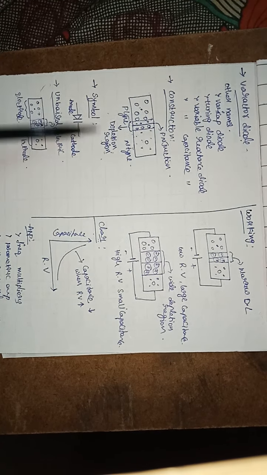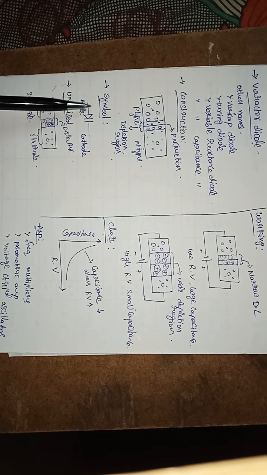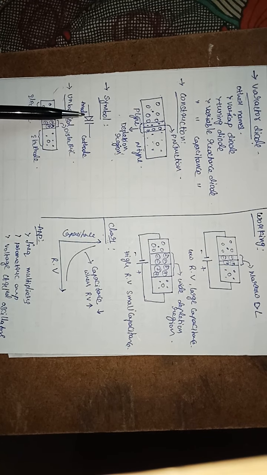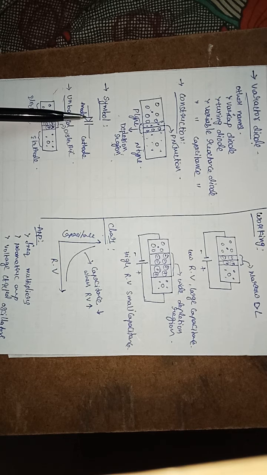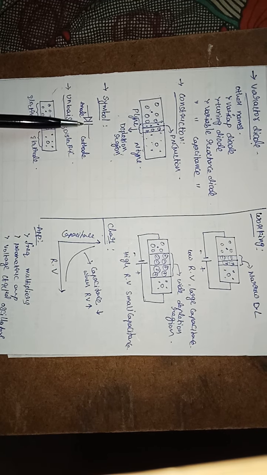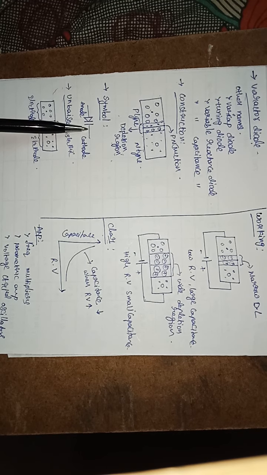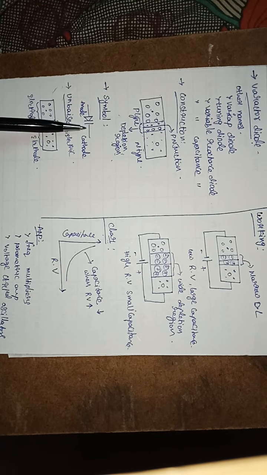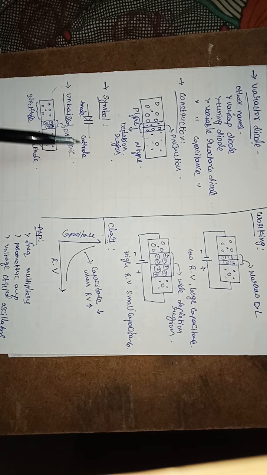So this is the depletion region, and here is the symbol of the varactor diode. It looks like a diode with two parallel plates, which looks like a capacitor. This is known as the anode, and this is known as the cathode.